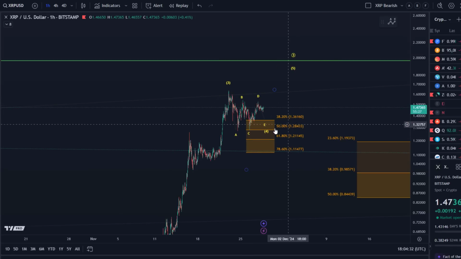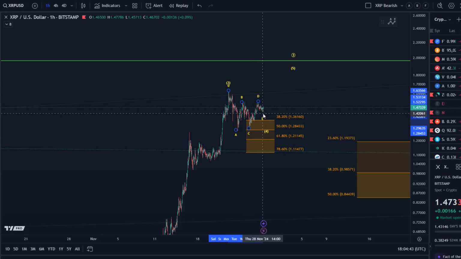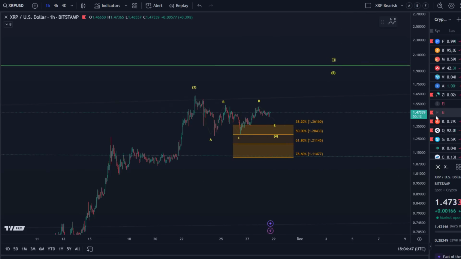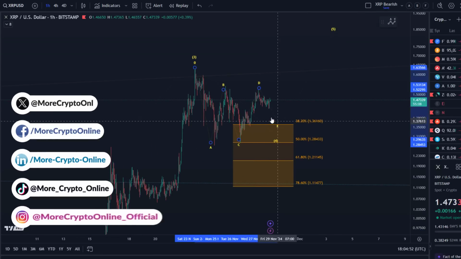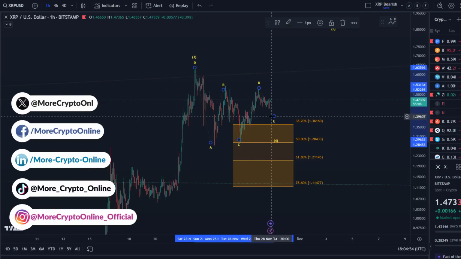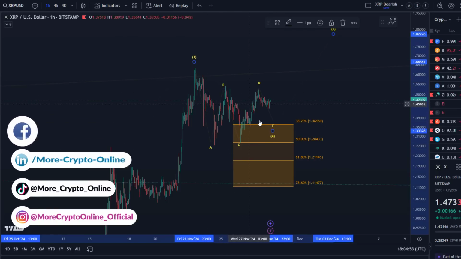XRP hasn't really done much today. We've only really seen sideways action here as the price is still consolidating. And in yesterday's video, I explained to you that we actually want to see a little bit of a pullback here. That's materialized, but really only a very weak one. A little lower would be great for an E wave of a triangle. And then we have a complete looking Elliott wave triangle.